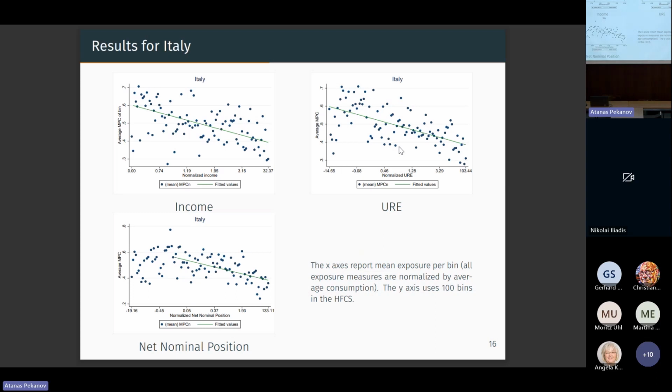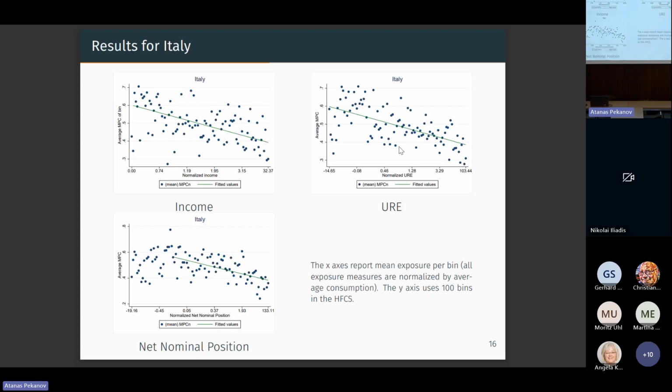Let's say for Italy, we have 3,720 households. These are 100 bins. So I report here the average of each of these 100 bins. So in each of these bins, there are 37 households. For the whole euro area, I have around 42,000 households. So each of these bins, when I show you in a second, will be 420 households, with their average MPC and their average, for example, here, net nominal position. Here, everything is normalized by average consumption so that I'm also able to show it between countries.